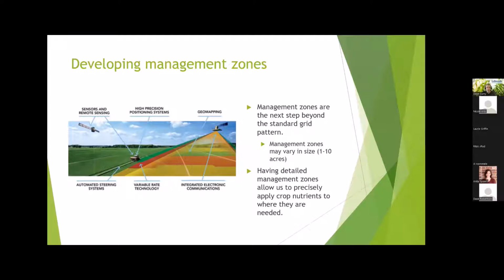And a big part of this that we're looking at now is developing these management zones. Management zones are that next step beyond the standard grid pattern. A grid is an excellent starting base; we just maybe want to move past that. These management zones are going to vary in size from maybe down to 1 acre up to 10 acres potentially. And again, they're based on soil type, crop rotation, manure history, elevation. Having these detailed management zones is going to allow us to precisely apply those crop nutrients to where they're actually needed.